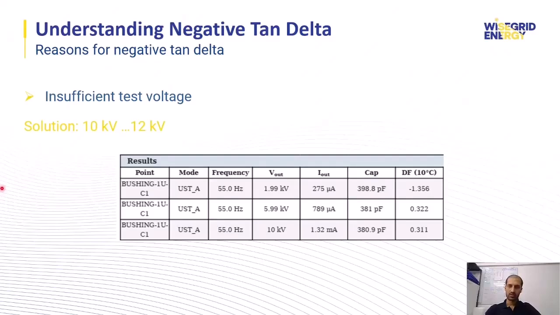So to ensure accurate and repeatable measurements, it's essential to perform tan delta testing at a higher voltage, for example, 10 or 12 kV, because this helps to guarantee sufficient sensitivity and confidence in evaluating the insulation condition and predicting future performance. And finally, a negative tan delta value should never be accepted as a final result without investigation. Instead, we should troubleshoot the test setup, connections, and equipment before reporting the result. Blindly accepting default values can lead to incorrect conclusions.